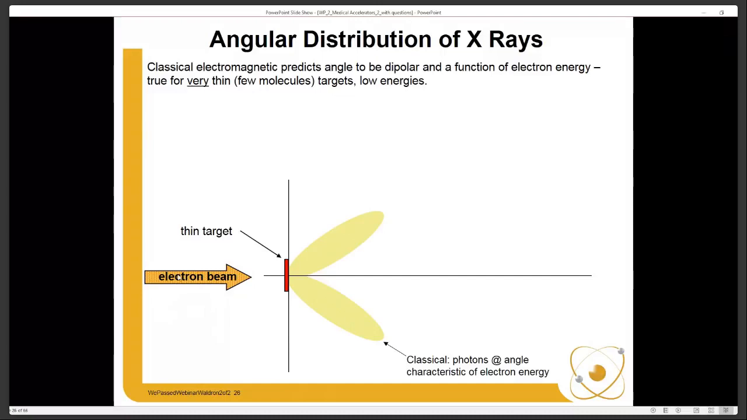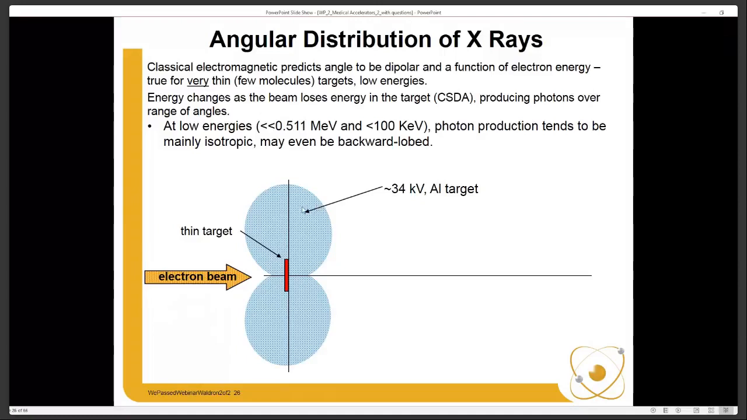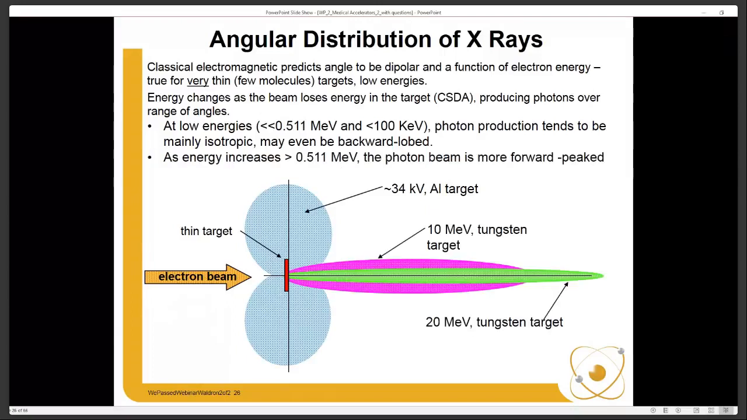However, our targets cannot be just a few molecules thick. Our targets must be, usually we're talking about a millimeter of tungsten thick, and so what happens is the electron beam loses energy immediately as it enters the target. And so instead of having a single electron energy interacting and undergoing bremsstrahlung, we have many, many energies. This tends to produce an almost isotropic distribution, although it's usually somewhat lobed, depending upon energy. Now, as we increase in energy, it becomes less and less isotropic and more forward peaked. At MeV energies, it is extremely forward peaked.